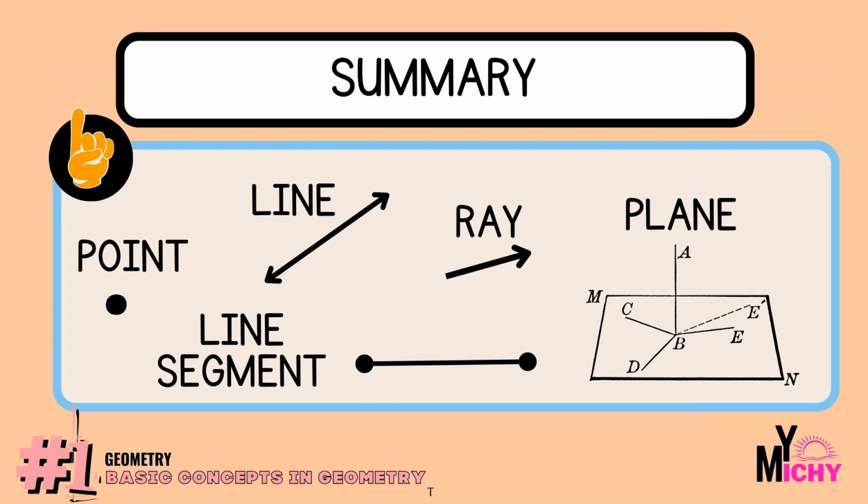Okay, let's summarize what we've discussed today. We have point. It has no dimension, just a point. Next, we have line. It extends both sides, left and right. Next, we have line segment, part of a line, which has two endpoints, and it has definite length. Next, we have ray. It has one endpoint and the other side extends to infinity. Next, we have a plane. A plane has three or more non-collinear points.